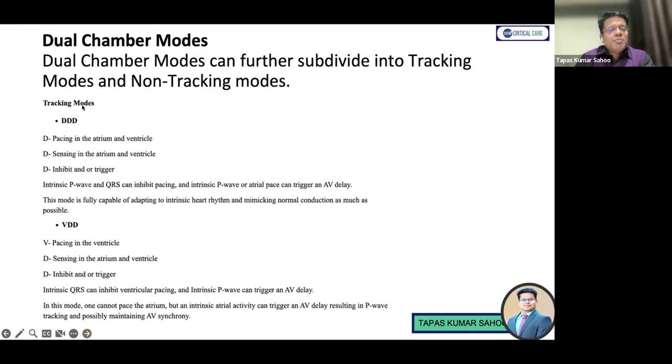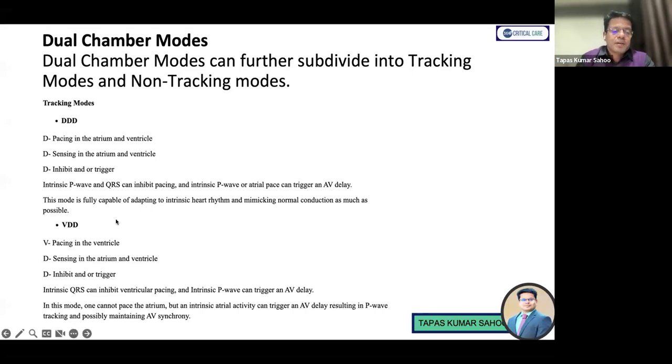Moving ahead, some of the dual chamber modes can be divided into tracking mode and non-tracking mode. I'm just giving you the example of DDD. What do you mean by DDD? D is dual. That means pacing in the atrium and ventricle. Then the second D is sensing in the atrium and the ventricle. And the third D, both inhibiting as well as triggering. So this mode is fully capable of adapting to the increasing heart rhythm and mimicking the normal conduction as much as possible, like in our ICD combo devices that we normally put for our patients.